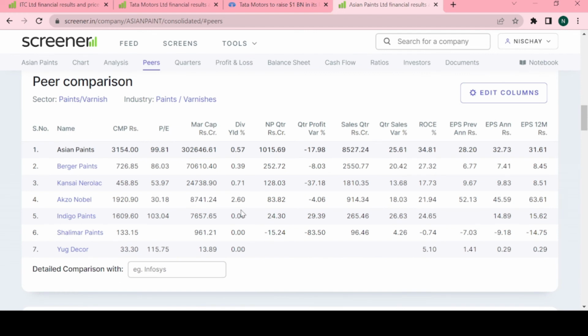So if you look at the peers of Asian Paints, which are Berger Paints, Nerolac, AkzoNobel, Indigo Paints, Shalimar Paints, etc. Now look at the EPS. Previous EPS was 28.0, last year's EPS was 32.73, and in this trailing year, it is 31.61. So you can see that EPS is consistent and it is marginally increasing as well. And at the same time, if you look at the peers, they are way behind except AkzoNobel, which has a very high EPS. But since it is out of the top three, I don't prefer such stocks. To minimize your risk, you should always stick with the top three players in the Indian market.